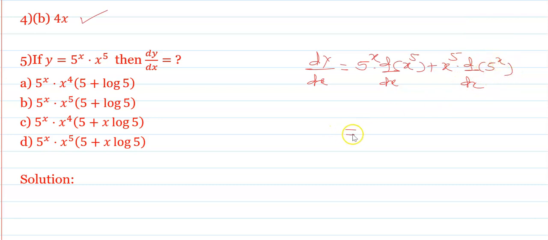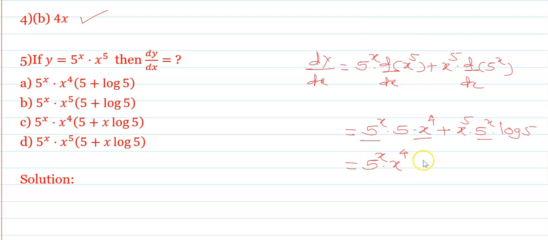Okay. Now the next 5 raised to x. Derivative of x raised to 5 is a 5 times x raised to 4 plus x raised to 5 into derivative of 5 raised to x म्हणजे a raised to x चा derivative सारखा a raised to x into log of a. Similarly 5 raised to x into log of 5. Okay. Now from here 5 raised to x is common. What is next? Therefore we will take here common 5 raised to x, then x raised to 4. Then what are the remaining terms?